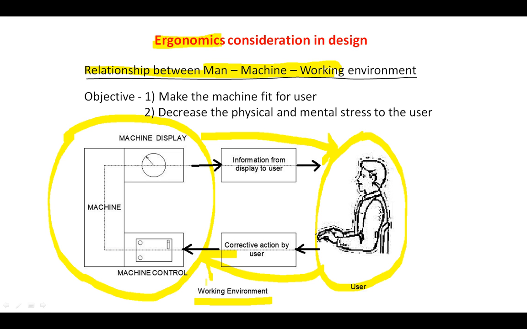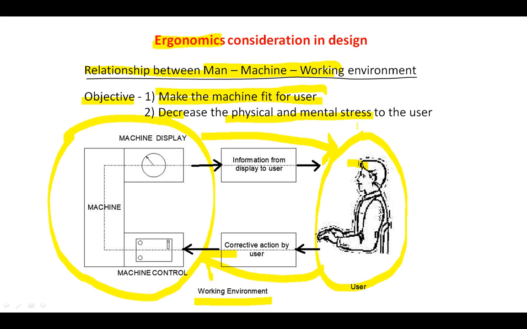So the objective of this study is to make the machine fit for the user. A machine should be designed in such a way that it fits the purpose of a user. A user should be able to use that machine properly without stressing the user. And the second objective is to decrease the physical and mental stress to the user. So how to reduce this physical and mental stress?